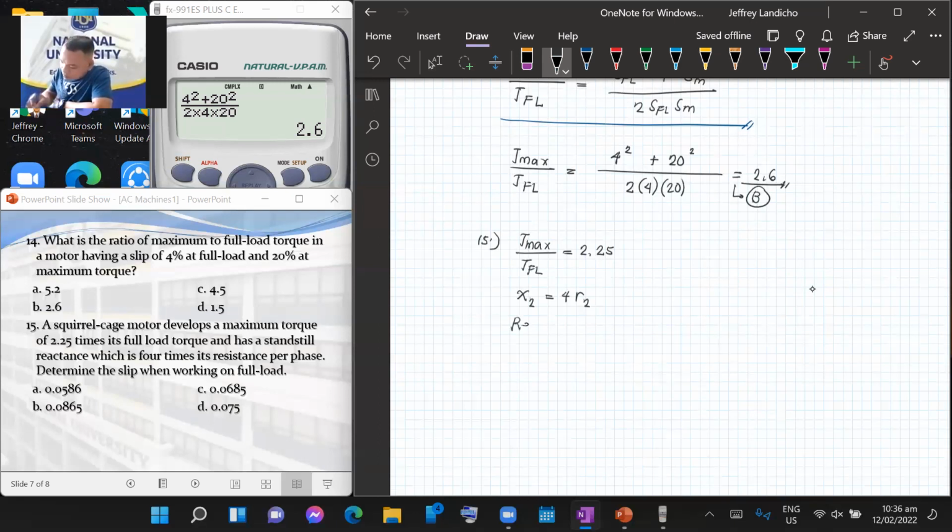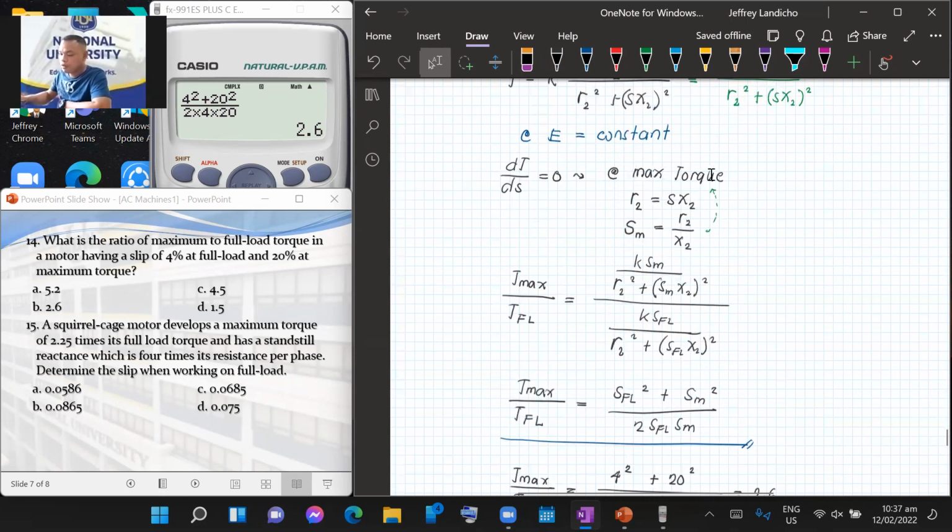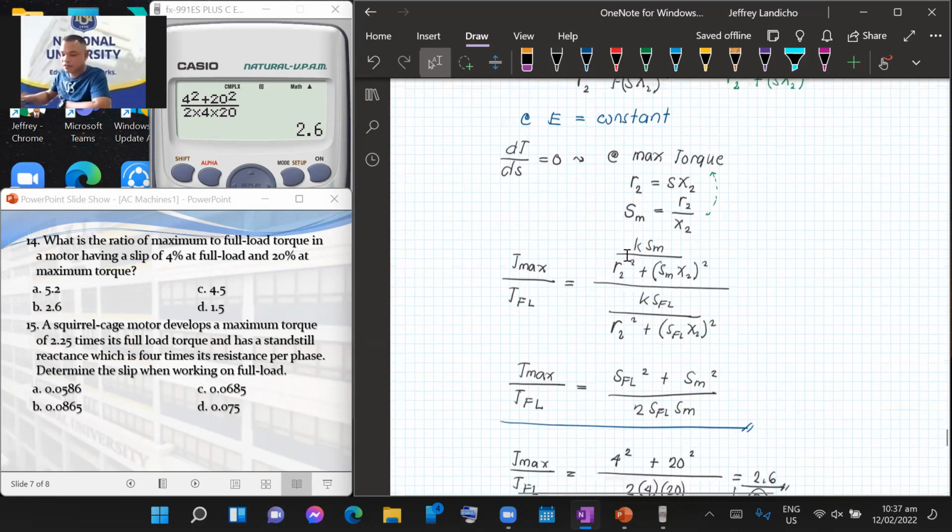So yun ang hinahanap. What is the slip at full load? Okay. So, hinahanap slip at full load. So, we have the ratio of maximum over the full load torque. Now, binigay yung relation ng standstill reactance at saka rotor reactance. Eh, alam natin kanina, to achieve maximum torque, rotor resistance is equal to S times rotor reactance at standstill. Kaya, using this relation, makukuha natin yung slip at maximum torque.